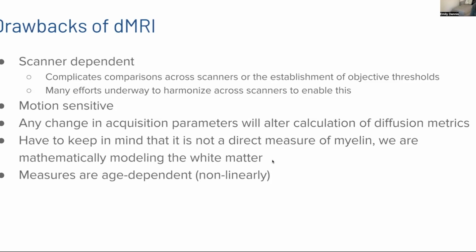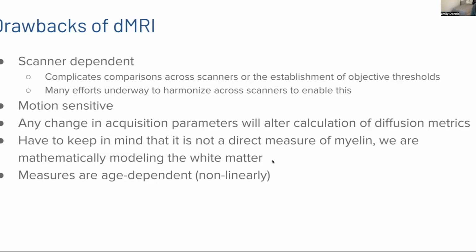So you really need to have healthy control information to be able to figure out what you might expect to see. But there are a lot of efforts underway right now to come up with new ways to harmonize data across scanners to enable these direct comparisons. As we've talked about, it is motion sensitive, so you have to do what you can to mitigate motion, but if there's too much, we just have to get rid of data, unfortunately.